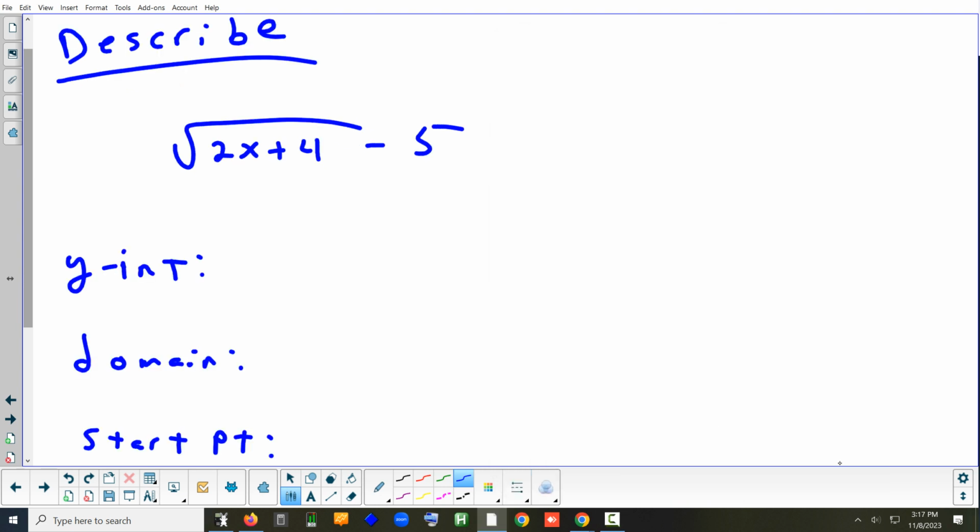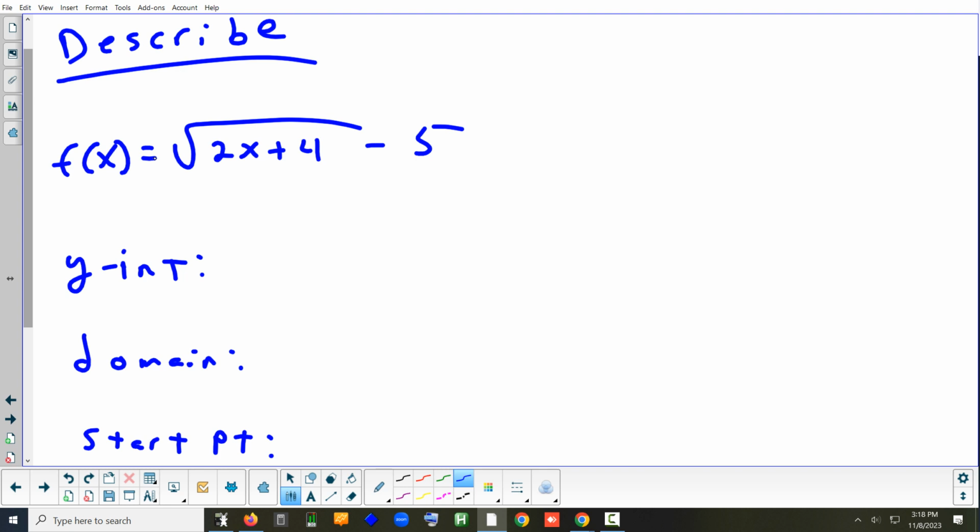Okay, so the next one we're going to look at is a radical function, and they want us to describe some things about it. Let's start with the y-intercept. How do you find a y-intercept in an equation? Don't find the x and plug it in. Plug in what for x? Yeah, 0. You plug in 0.